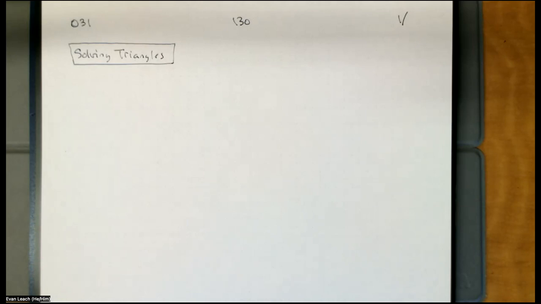Today we want to talk about the solving triangles game. I want to give you an overview of what the solving triangles game is all about. And we're going to work on some strategies for solving triangles. In trigonometry, most of the problems and most of the applications that we see will center around solving triangles.